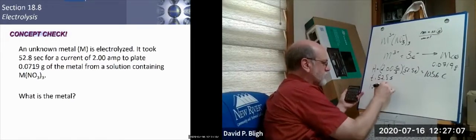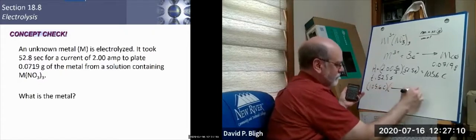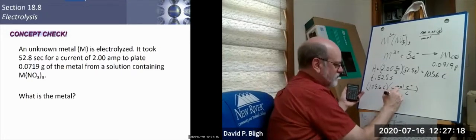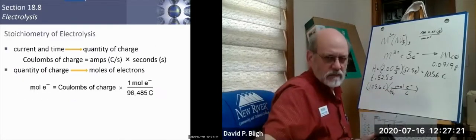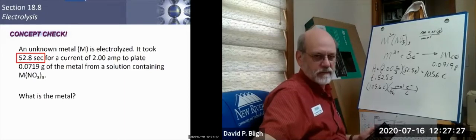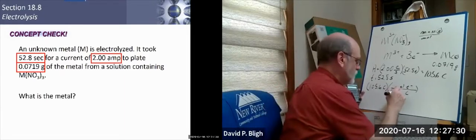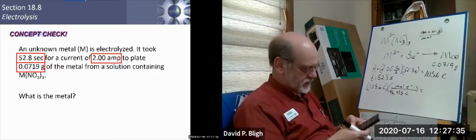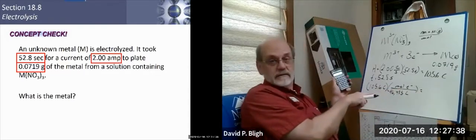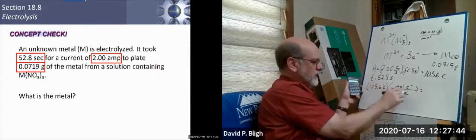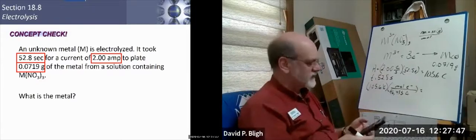105.6 coulombs. Coulombs per mole of electrons. So it's 96,485. All right. So if we divide by that, remember, is that correct? Unit conversion? We want to end up with moles of electrons. We start with coulombs, cancel the coulombs. Yeah, that's right. Divide by 96,485.